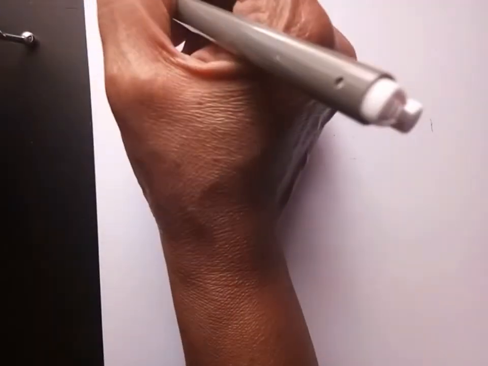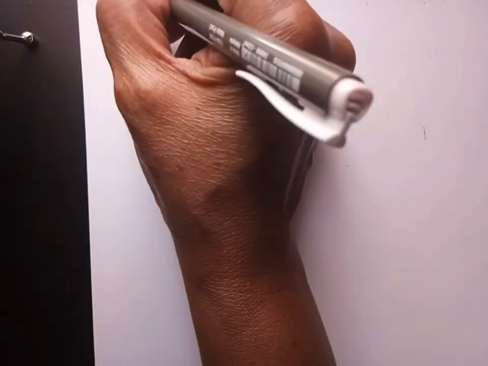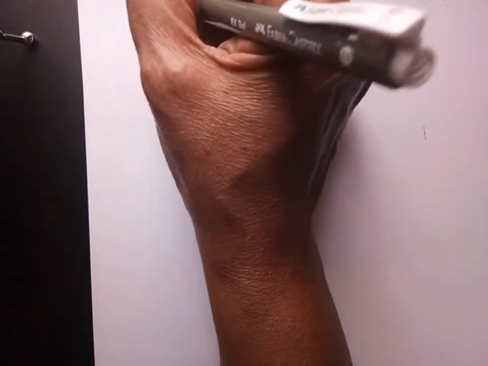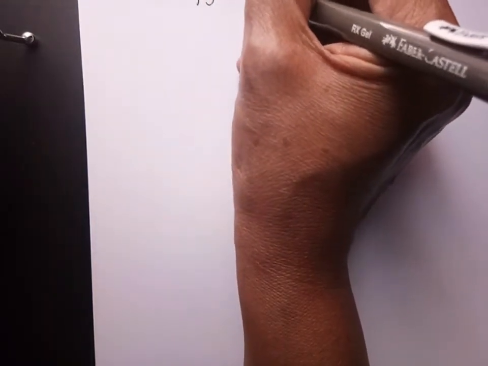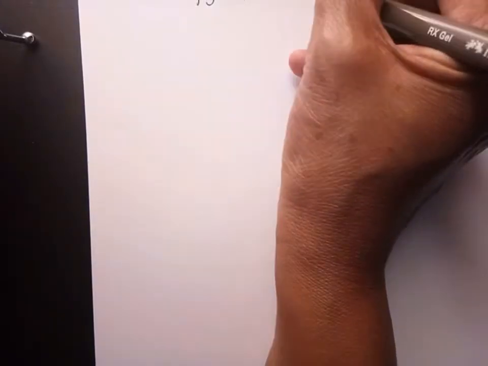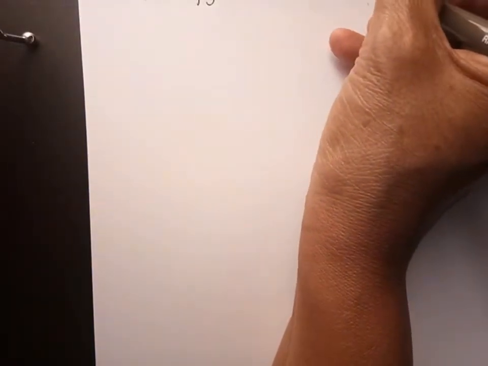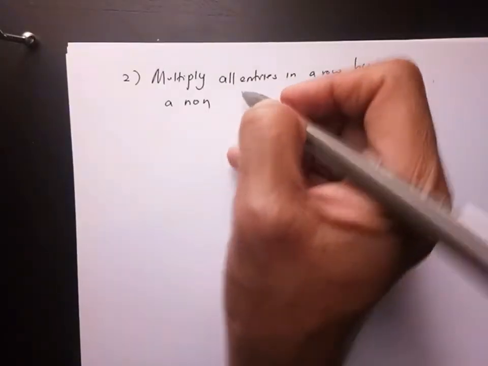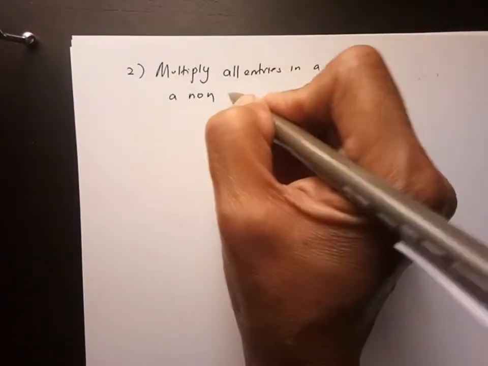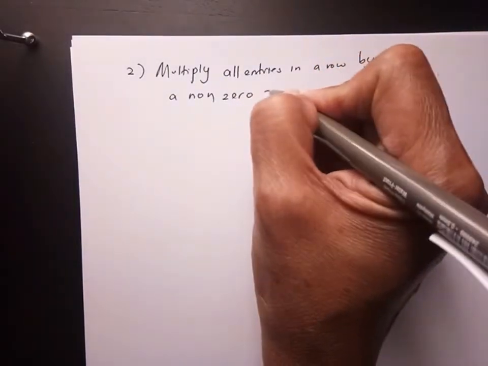Okay, next possible procedure for ERO is to multiply all entries in a row by a non-zero constant. Multiply all entries in a row by a non-zero constant.